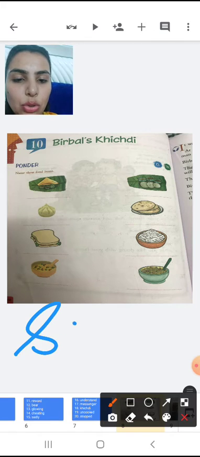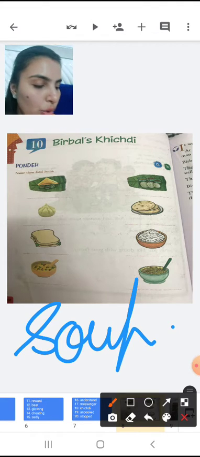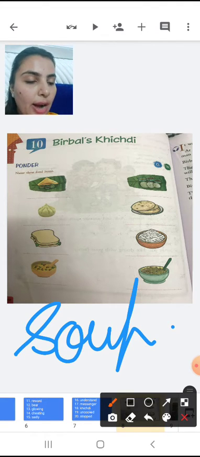Next is soup. S-O-U-P, soup. And what's the next?